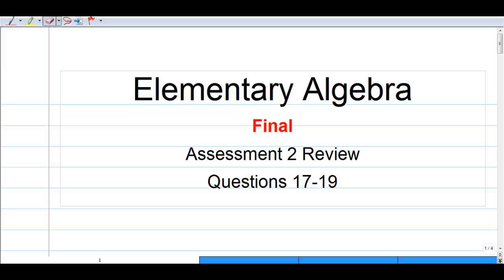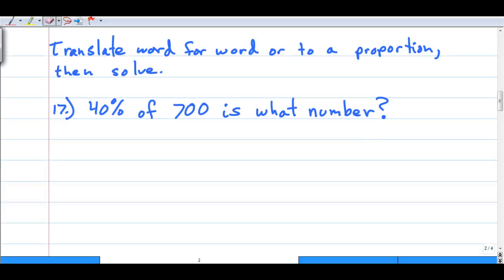Elementary Algebra, Final Assessment 2, Review, questions 17 through 19. For question number 17, the instructions read, translate word for word or to a proportion, then solve. Question 17 reads, 40% of 700 is what number?